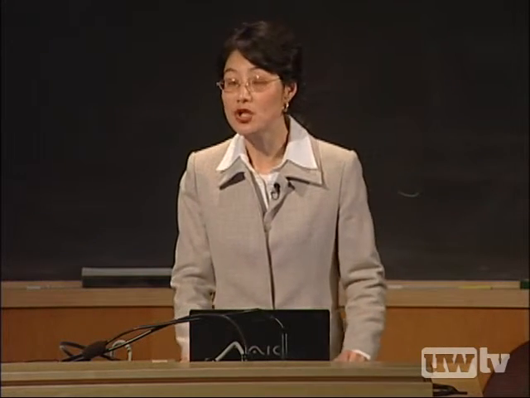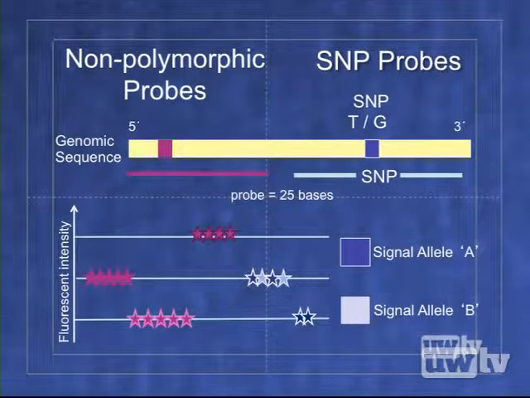detected. So I mentioned before there are nonpolymorphic probes and SNP probes used in the array platform. Each probe is about 25 bases in length. And in the chart, each probe is labeled with fluorescent signals. So we're measuring the fluorescent intensity.